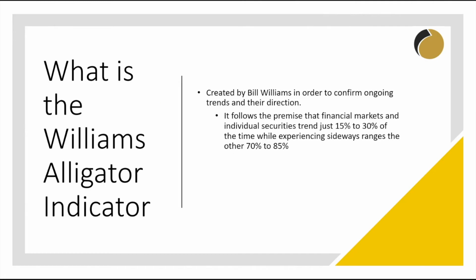The Williams Alligator Indicator was created by trader Bill Williams, who was also an author of books on trading psychology and technical analysis in trading the stock, forex, and commodity markets. He stated that financial markets and individual securities trend just 15 to 30% of the time, while they go through sideways ranges the other 70 to 85% of the time. So he created a technical tool to be able to confirm ongoing trends and their direction.